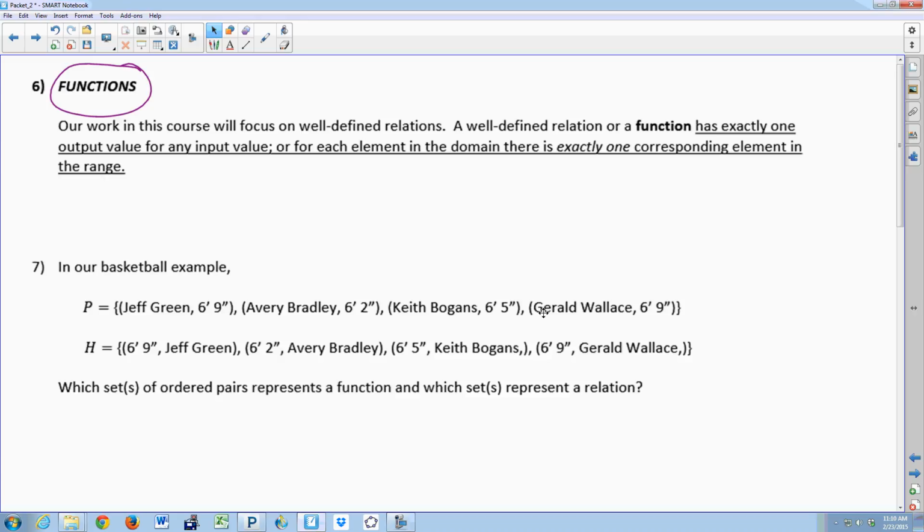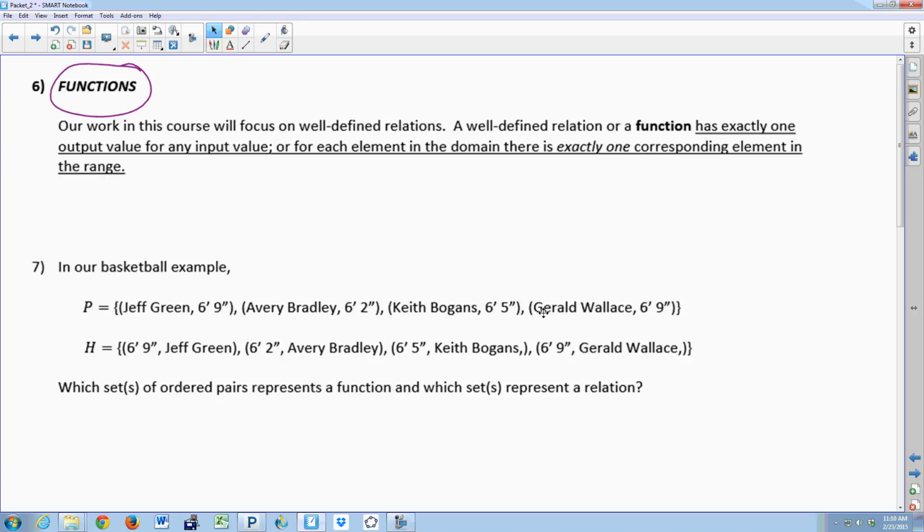Said another way, if we use this idea of domain and range, for every element in your domain, you have corresponding one element, exactly one element in your range. So when we had the names first and the heights second, that would be called a function. When we turned it around and had the heights first and then the names, we got into trouble. Because if we looked at 6 feet 9 inches, we had no idea which person we were talking about. So that's not a function, but it's a relation. It's kind of like the idea that all squares are rectangles, but not all rectangles are squares, right?